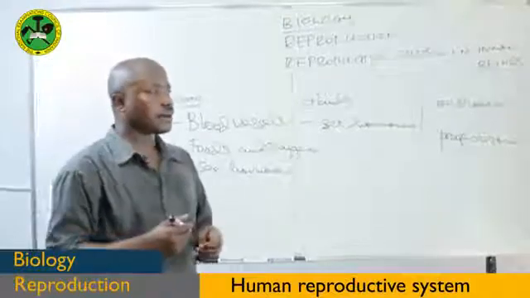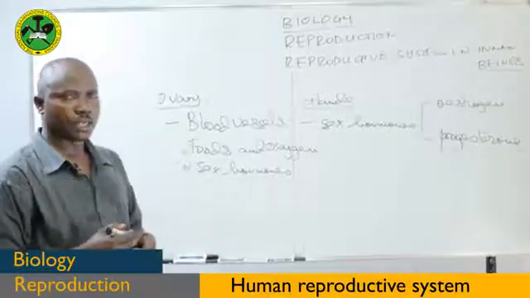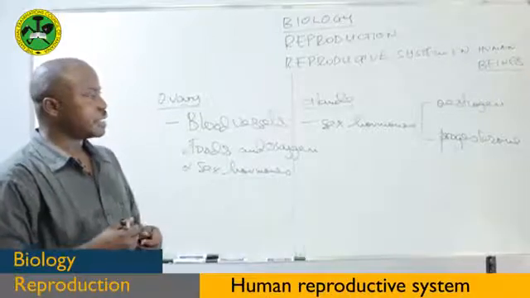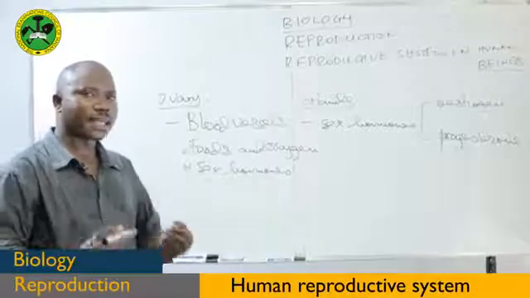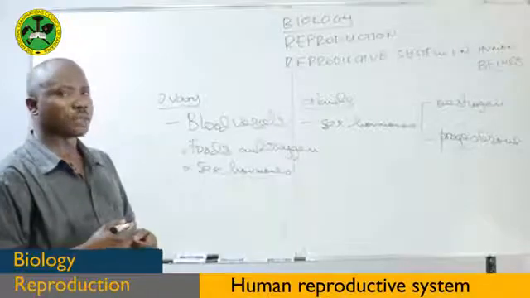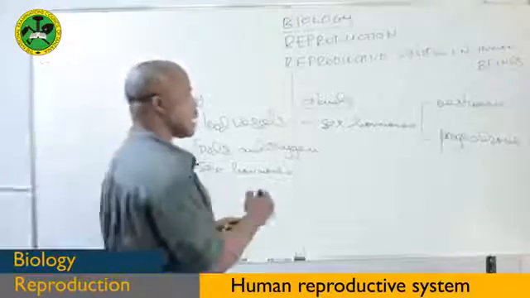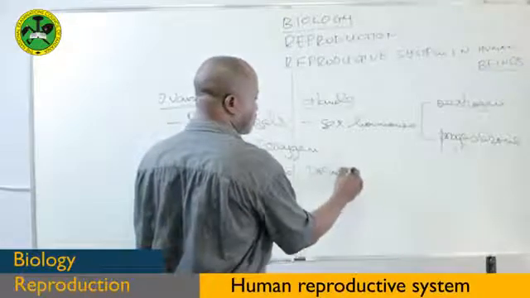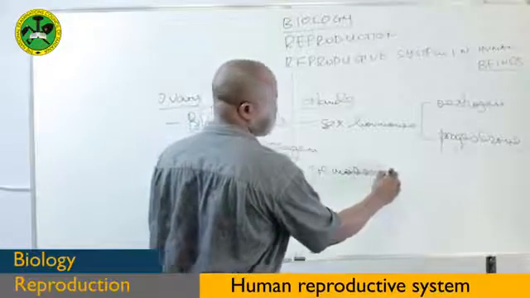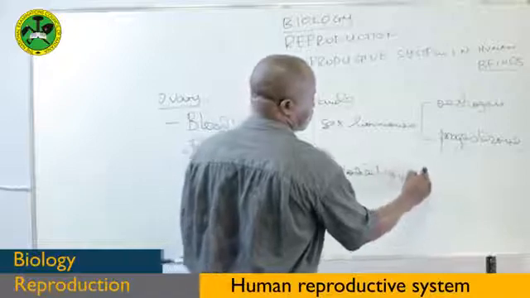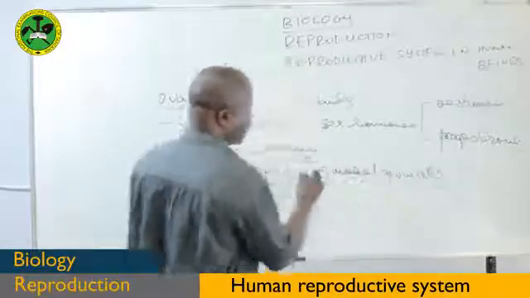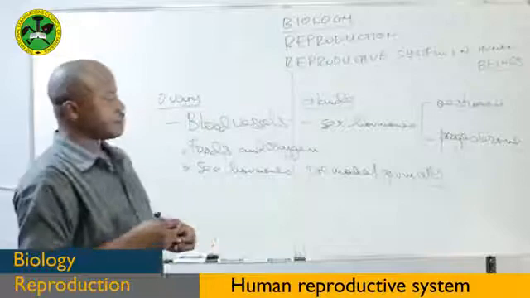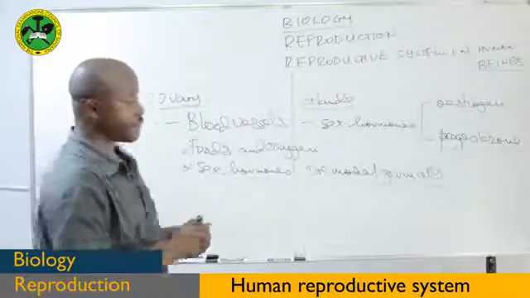Also, the inner part of the ovary consists of cells that give rise to female reproductive cells. These are primordial germ cells. These cells are present in the Graafian follicle.